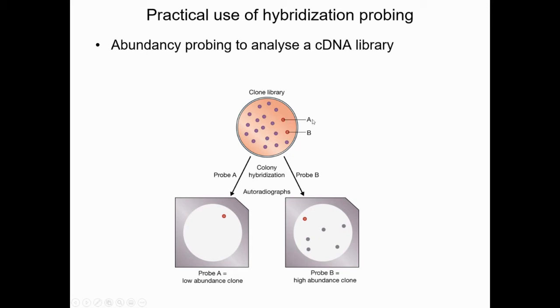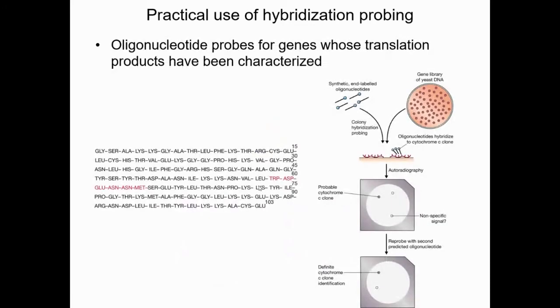One is maybe gene A and one gene B, because a cDNA library is a collection of messenger RNA that can give you an evaluation of gene expression. So in this comparison, you see probe A gives you a low abundance, and probe B is high abundance. So you can predict that gene B is expressed more than gene A. That's one example of abundance probing to analyze a cDNA library.